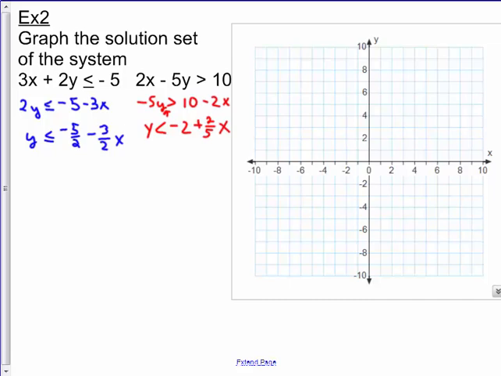I'm going to graph each of these. So in blue, I'm going to start at -5 halves. -5 halves, that's -2.5. So I'm going to go down 2.5. Now I'm going to go down 3 over 2, down 3 over 2. I could also go up 3 and to the left 2. I look, it is less than or equal to, so it is going to be a solid line that I'm going to use here.